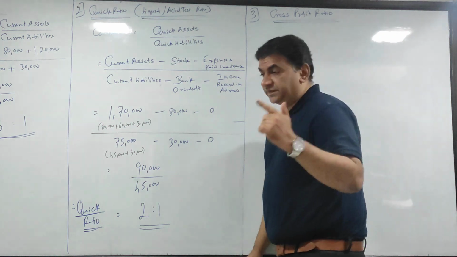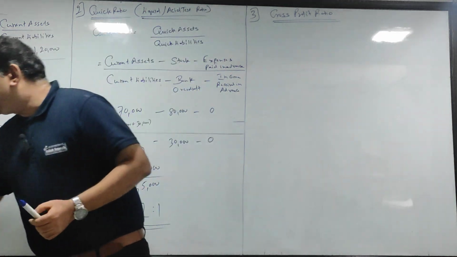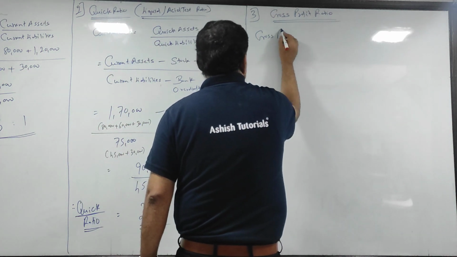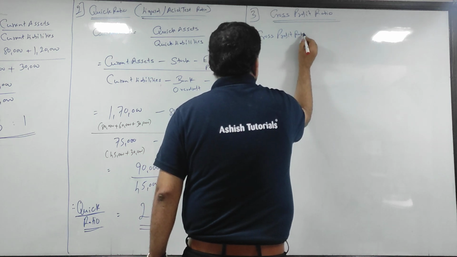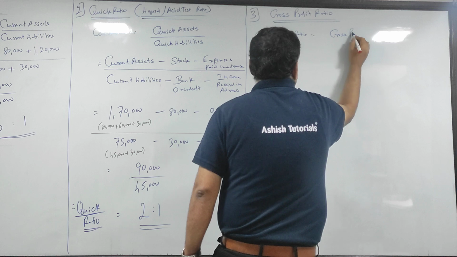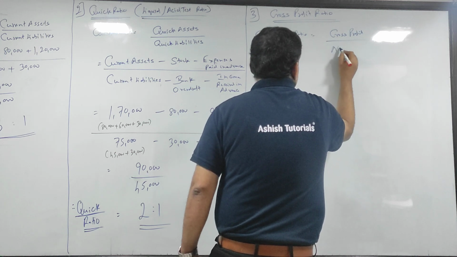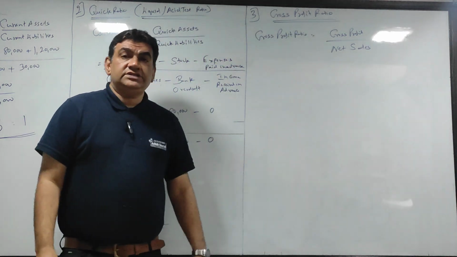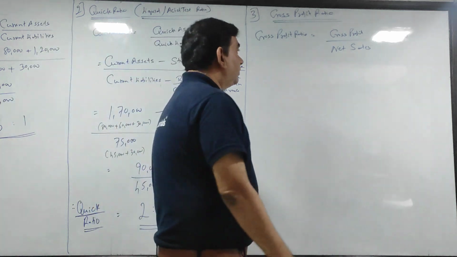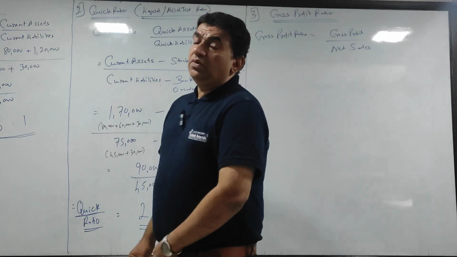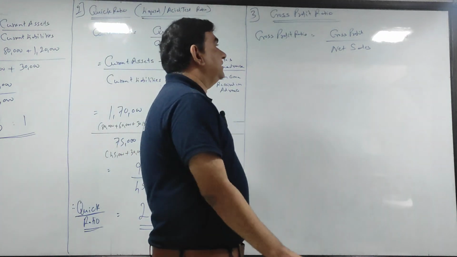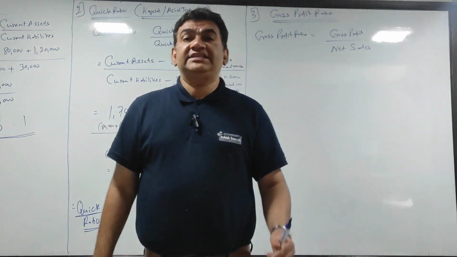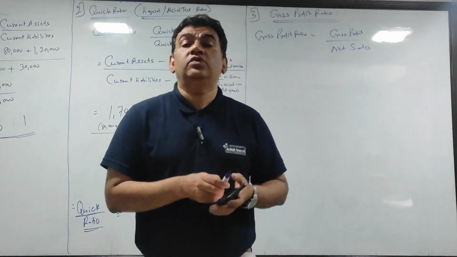So gross profit ratio is the ratio which shows the relationship of gross profit to net sales, and the formula is gross profit ratio is equal to gross profit upon net sales into 100. Now see, sometimes they will give you gross profit and net sales directly, or sometimes you have to calculate.